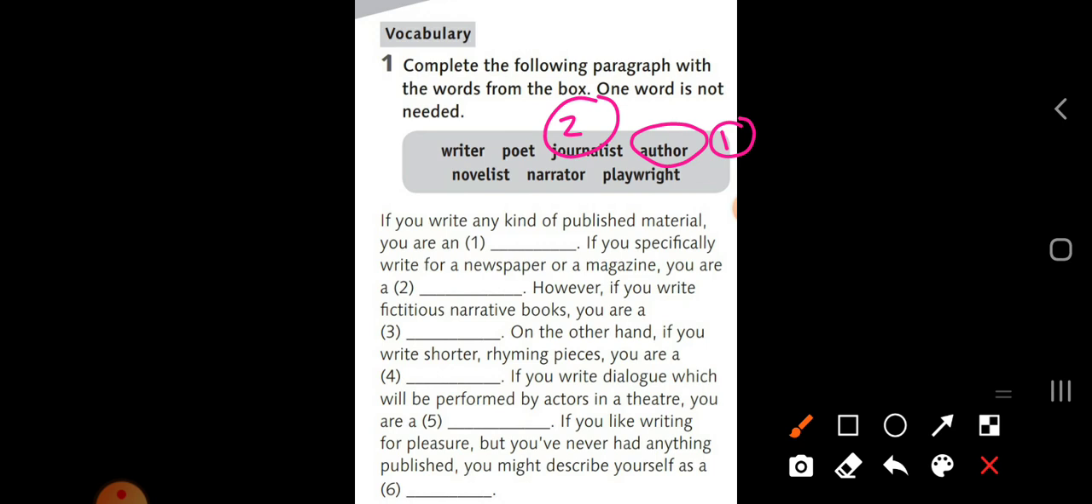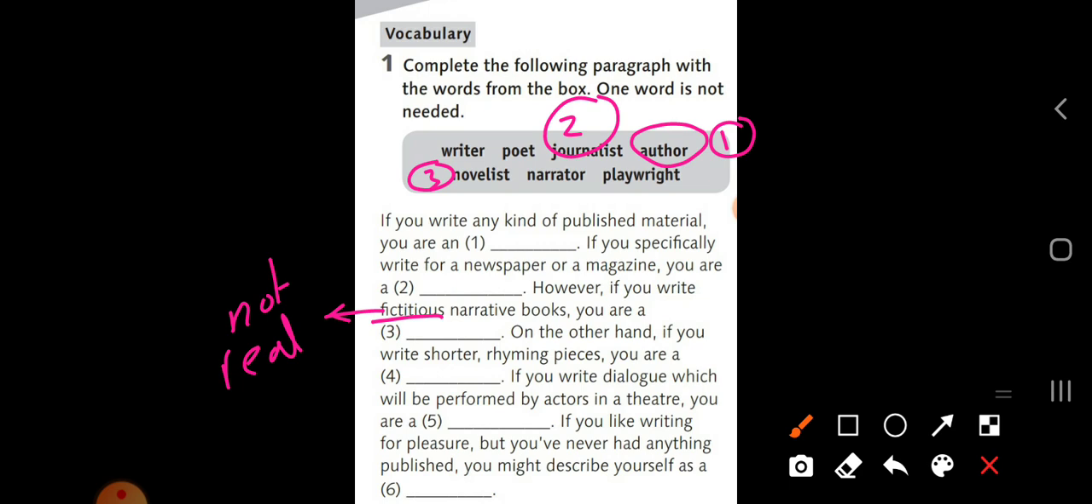Number 3. However, if you write fictitious narrative books, you are a... Fictitious here means what? Not real. Fictitious means not real. غير حقيقي. So, for example, novels. These not real narrative books are what? Are novels. So you are what? You are a novelist. Excellent.